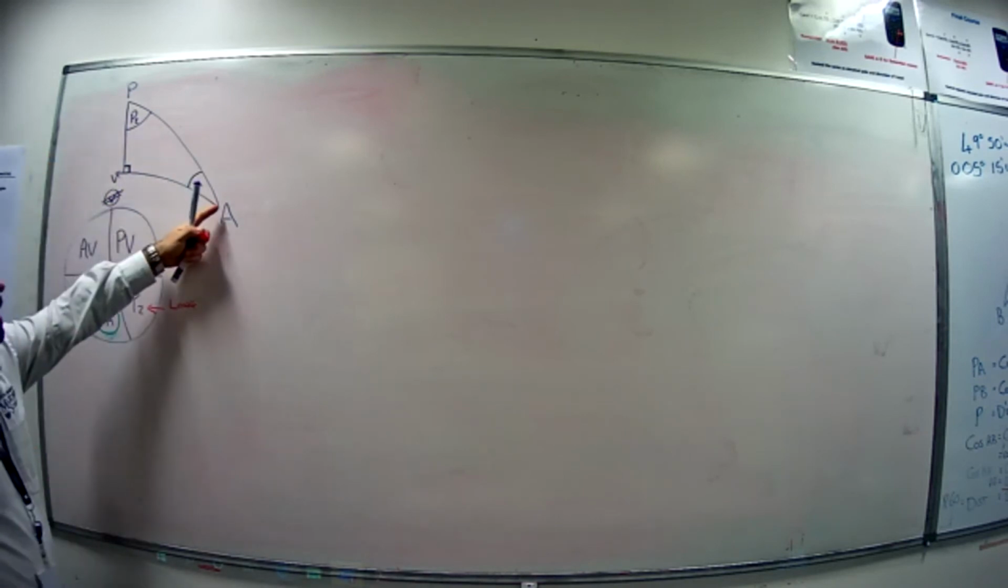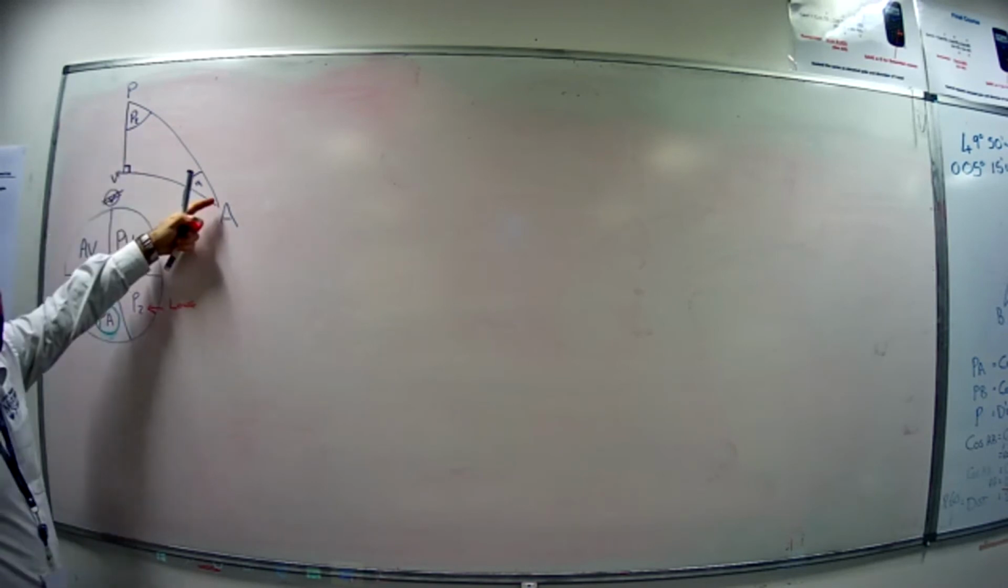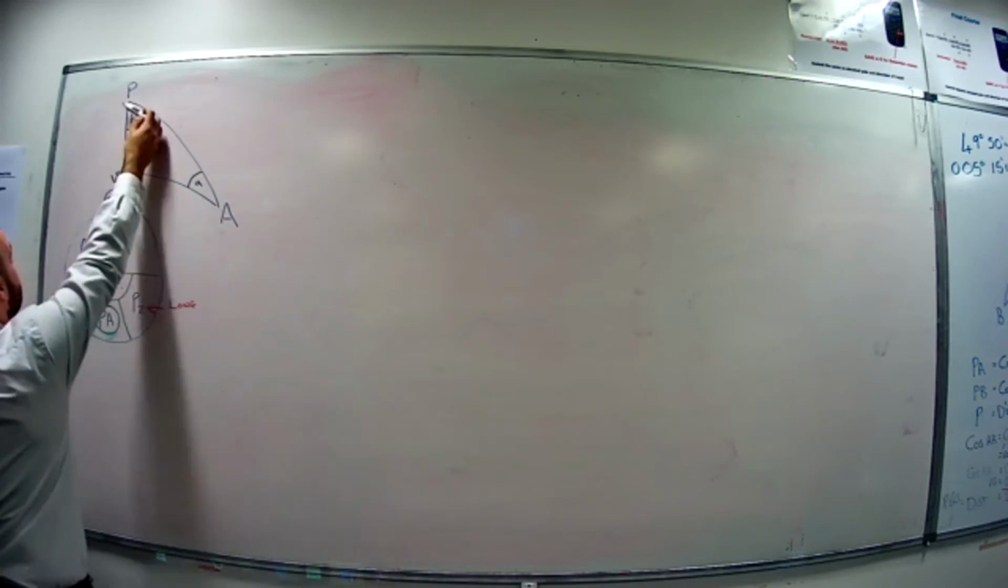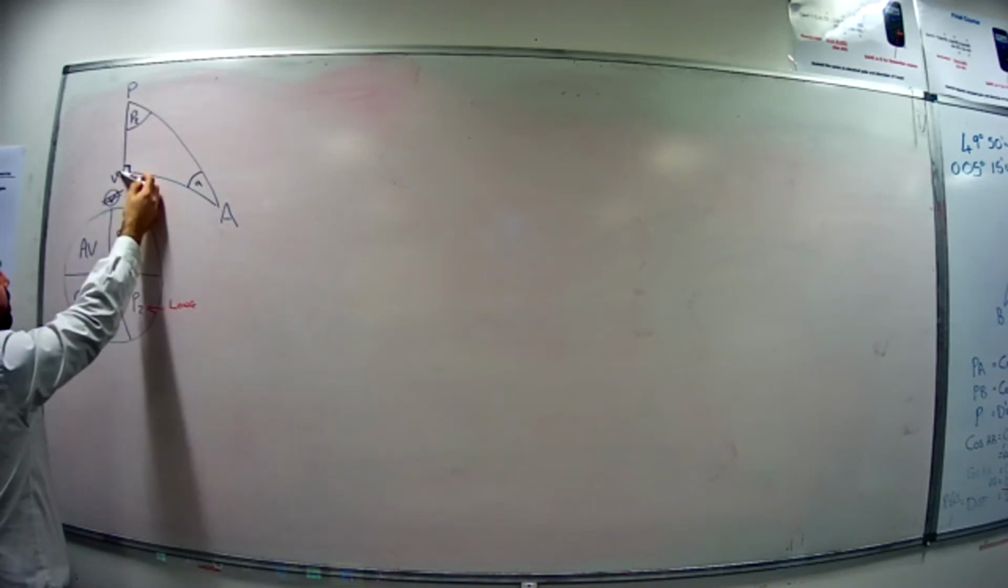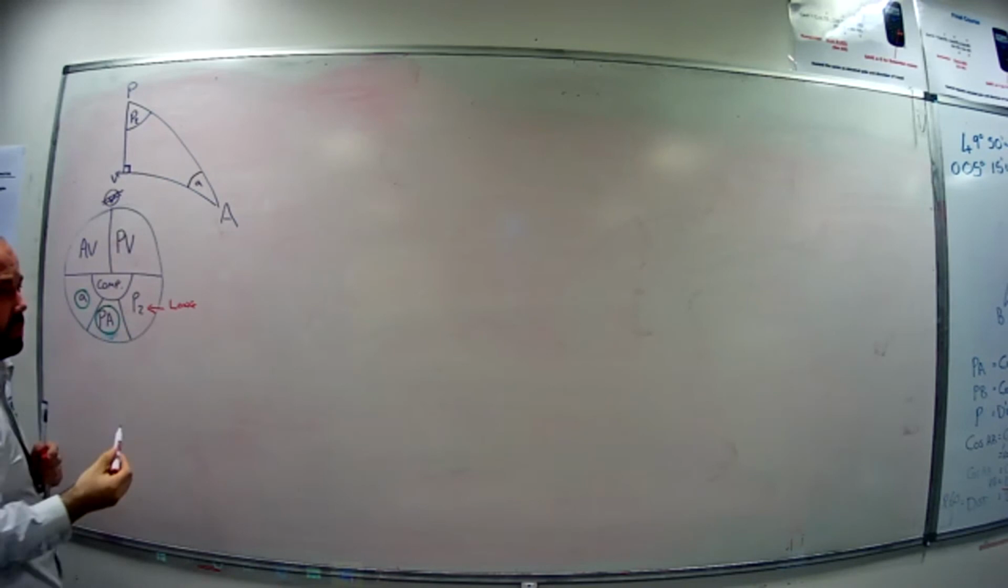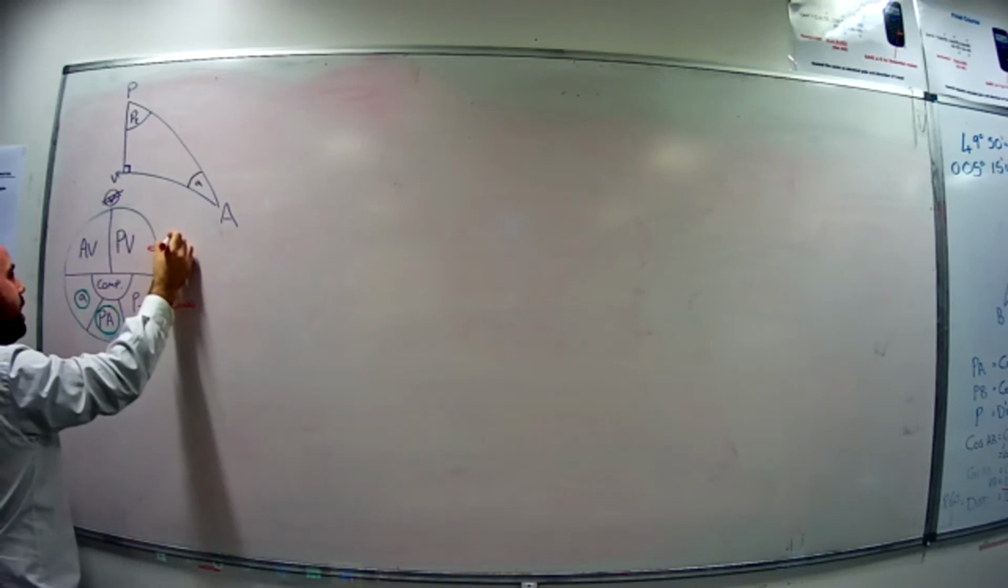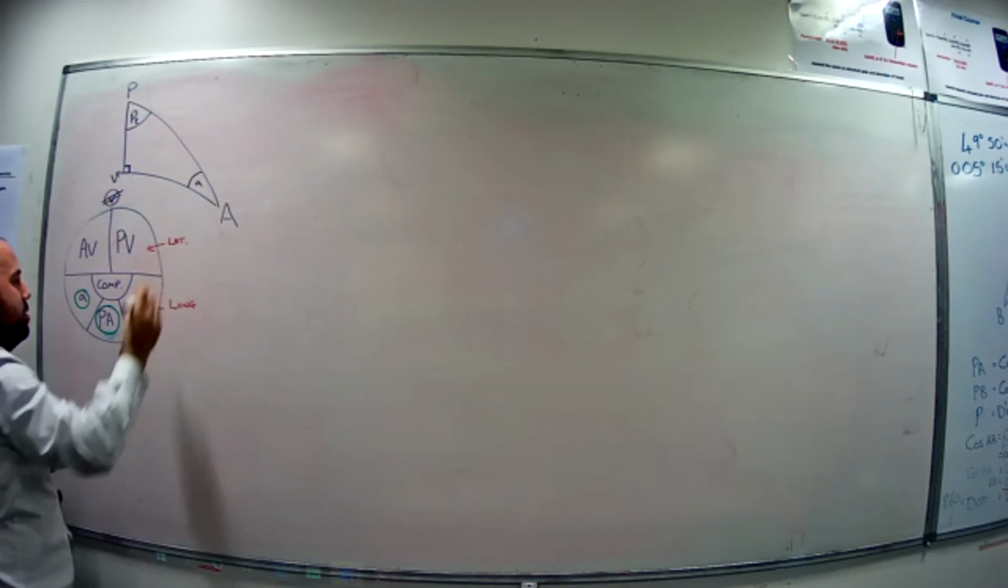90 minus A gave us PA. So 90 minus PA will give us the latitude of A again. In exactly the same way, 90 minus PV would give me the latitude of the vertex from the equator. So if I can find PV, that will get me the latitude.